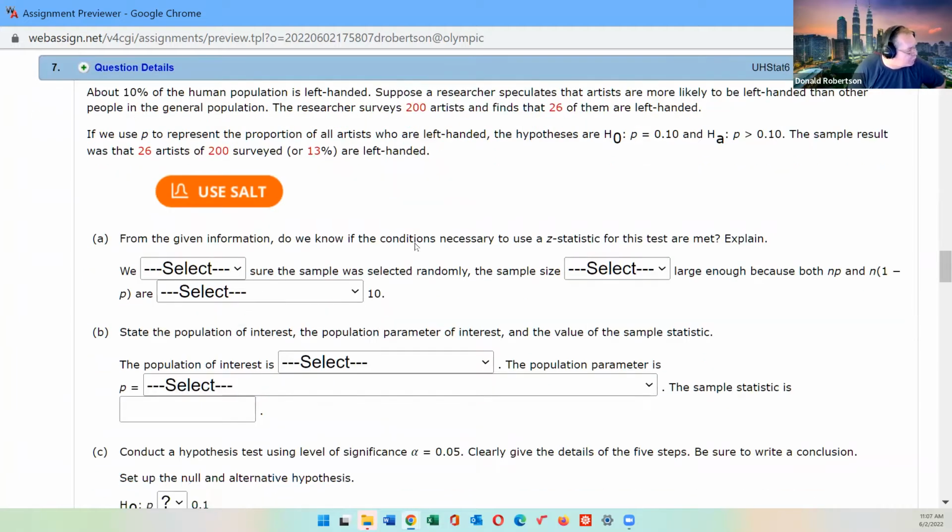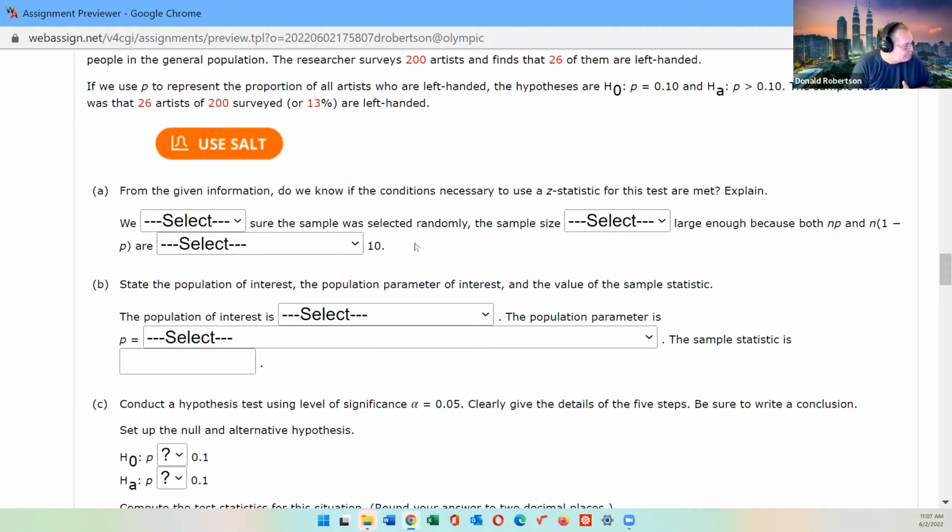So we're going to go through essentially the hypothesis test process. Now, we're given information. Do we know if the conditions are necessary? I know they say to use a Z statistic. I wish they would just say to use a hypothesis test. So we are sure that the sample was selected randomly, isn't that one of your conditions? It has to be a good, fair representation, and the sample size has to be large enough.